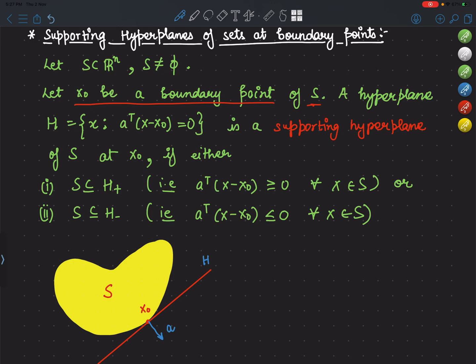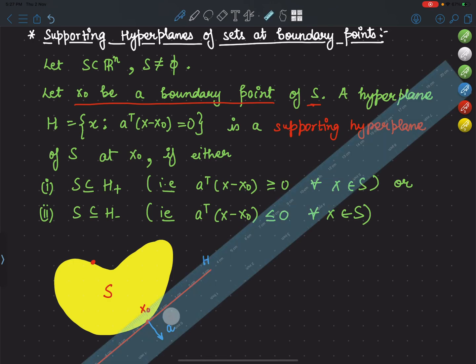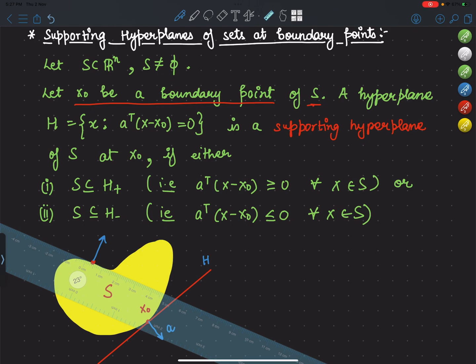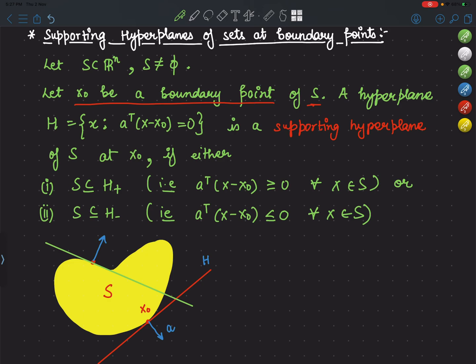So for example, if I draw a hyperplane here, the normal, as you can see, is in this direction. So the hyperplane will be somewhere like this, and you can see it is cutting the set S. So this is not a supporting hyperplane. So I'll just rub it, and H here is a supporting hyperplane because set S lies entirely on one side of H.